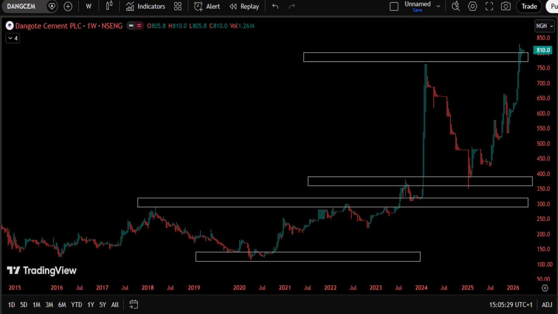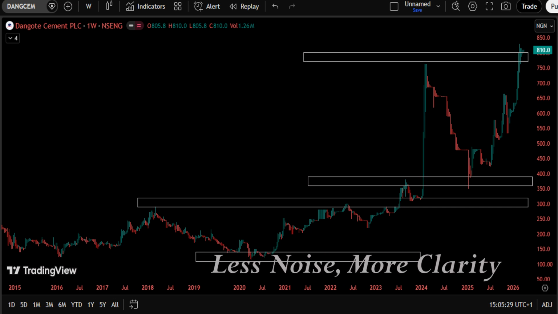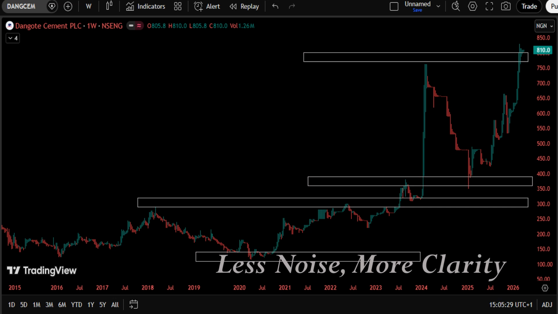This is where smart traders adapt. They don't complain about the market, they adjust to it. And that's exactly what you should focus on. But here's the real question. Where exactly should you enter a trade to increase your chances of winning? Because knowing the trend is one thing, but timing your entry, that's where the real money is made.